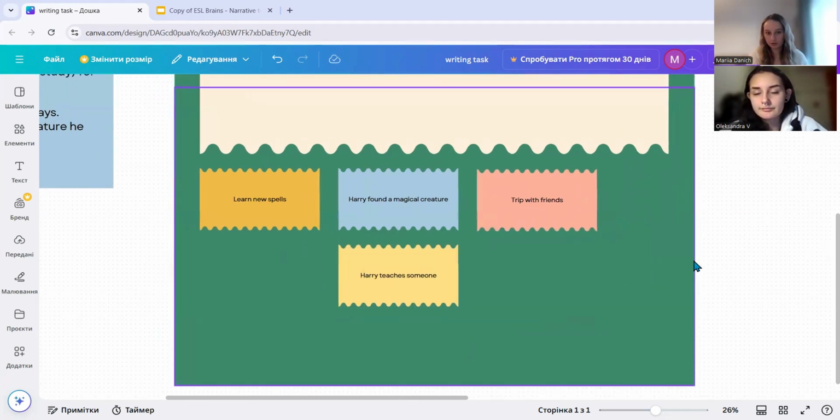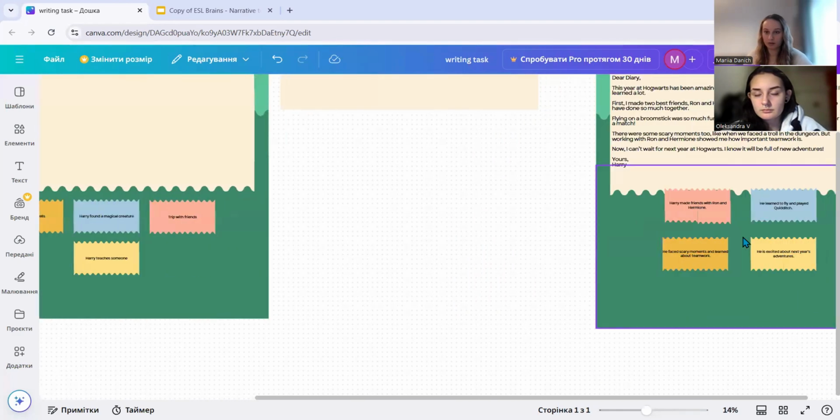All right, good. So now you can see a draft for your future letter. Before you start writing, I would like to show you an example of my own letter on a different topic, also about Harry, and how I organized those ideas.